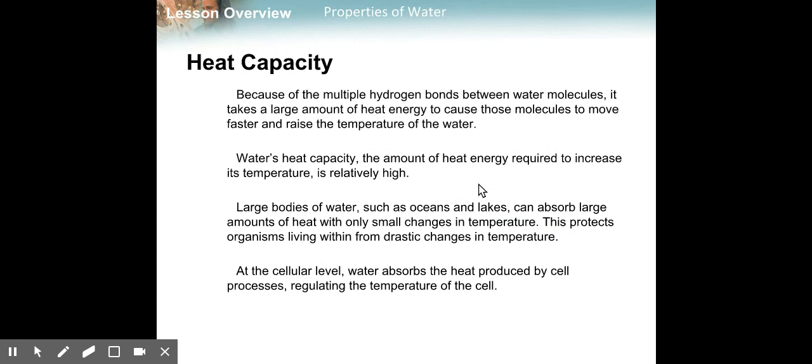Heat capacity, another property of water. How much heat energy it takes to increase the temperature. Water has a high heat capacity. That's why it takes a really long time for a lake or a pond to get nice and warm in the summer, because it has a high heat capacity. It's also why it takes a while for it to cool off.